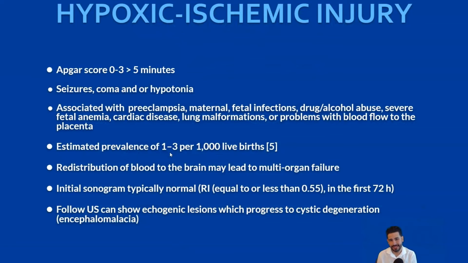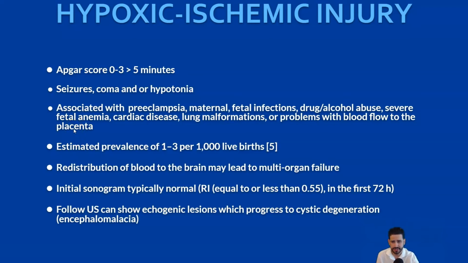So hypoxic ischemic injury. It's a very important condition that happens when babies are born and they are lacking oxygen for whatever reason. They usually have Apgar scores of 0 to 3, greater than 5 minutes. They often present with seizures, coma, and/or hypotonia.